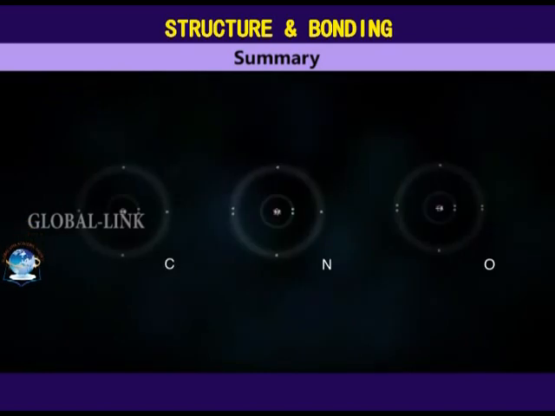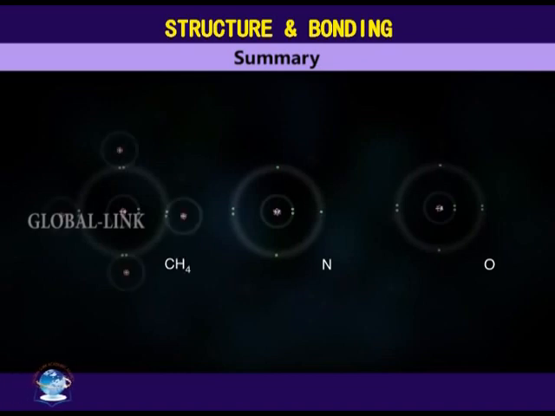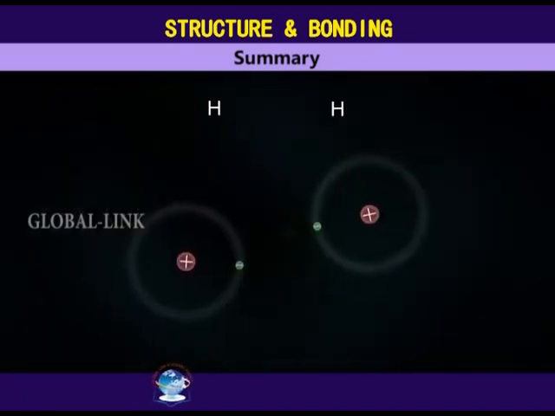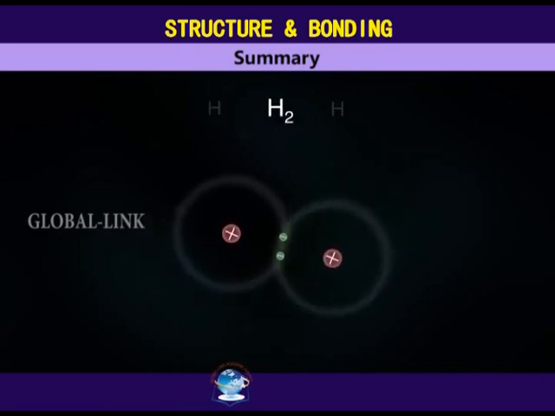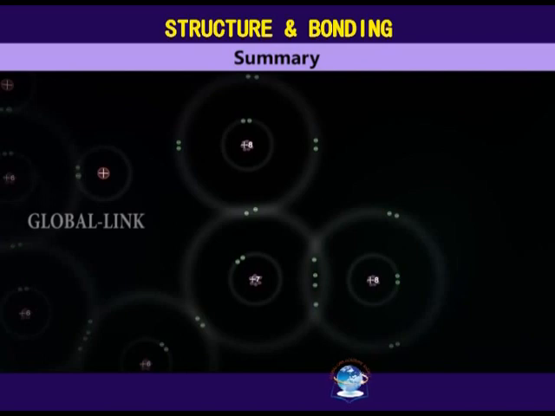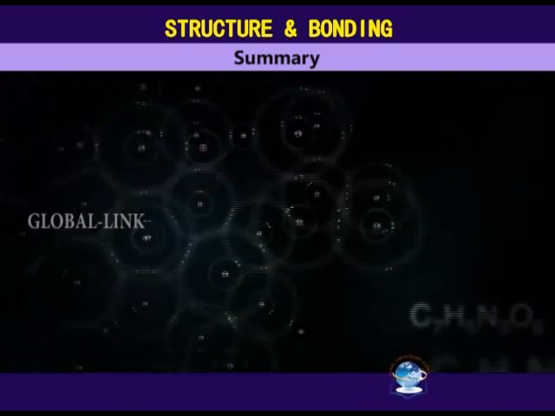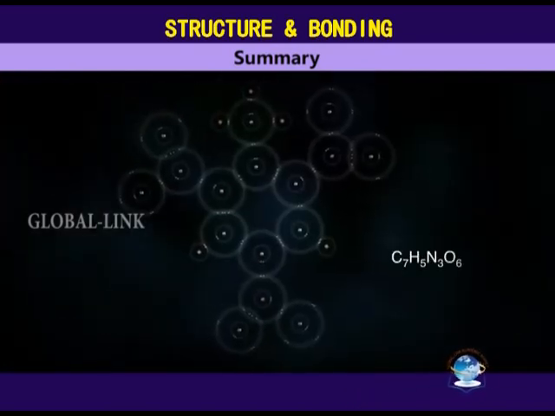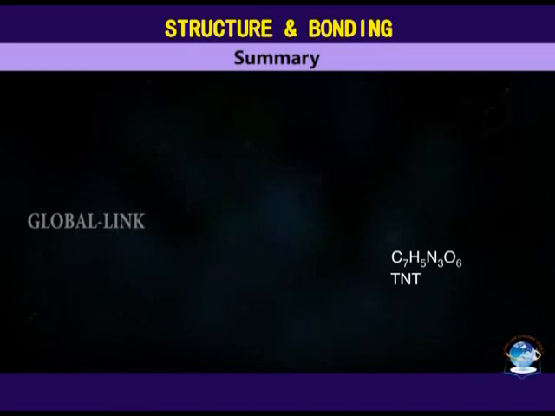So carbon has 4 electrons available to bond, nitrogen has 3, and oxygen has 2. So carbon is likely to form 4 bonds, nitrogen 3, and oxygen 2. Hydrogen has 1 electron, so it can only form 1 bond. In some special cases, atoms can form more bonds than you would expect, but they better have a good reason to do so, or things could fall apart.